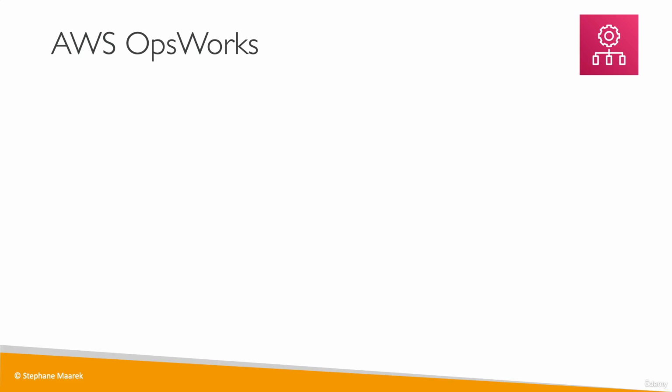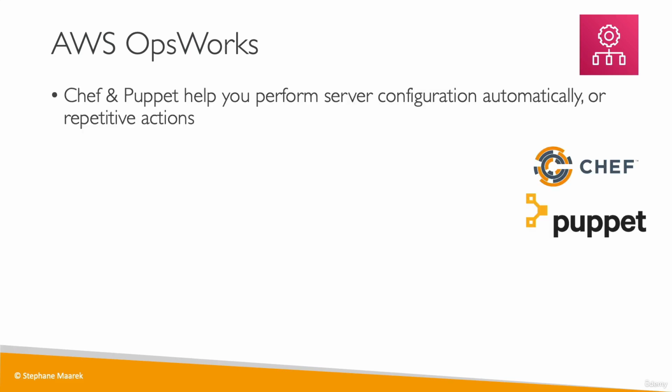So now let's talk about AWS OpsWorks. And to first talk about OpsWorks, I need to talk to you about something called Chef and Puppet. Chef and Puppet are two tools that are not created by AWS, and these two tools help you perform server configuration automatically or repetitive actions.